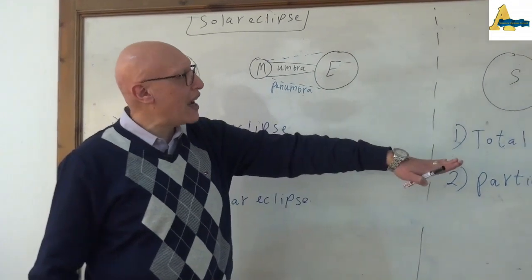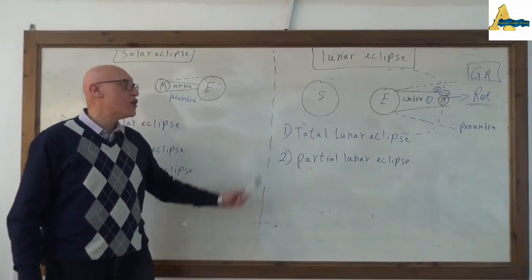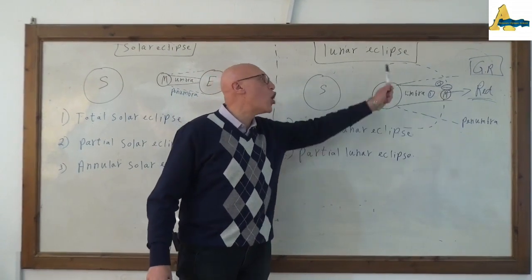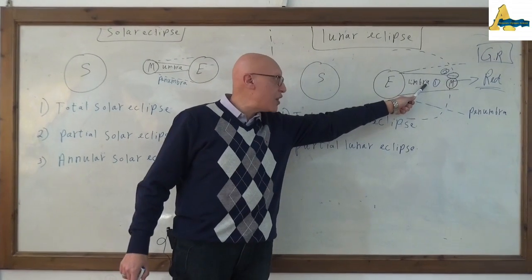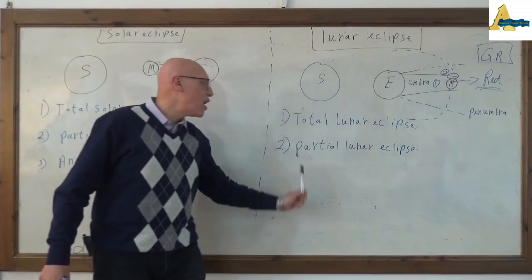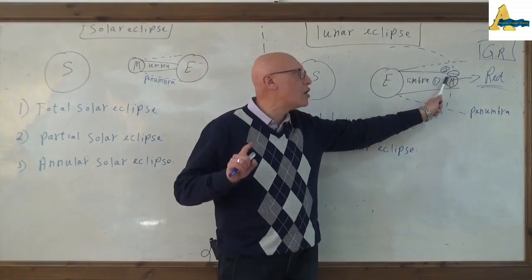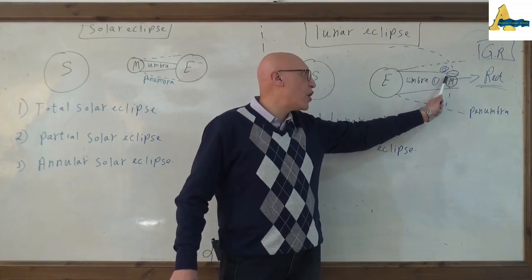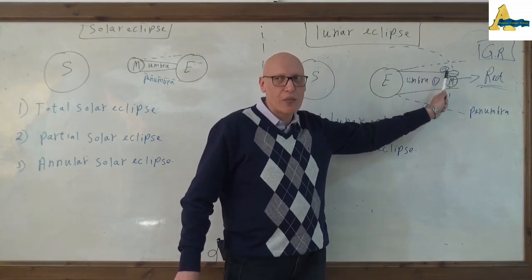While on the other hand, we have only 2 types of lunar eclipse. The first type is total lunar eclipse. It happens when the whole moon is in the umbra area, and we said that the moon seems to be red in color. While the partial lunar eclipse happens when part of the moon is in the umbra area, while the other part is in the penumbra area.